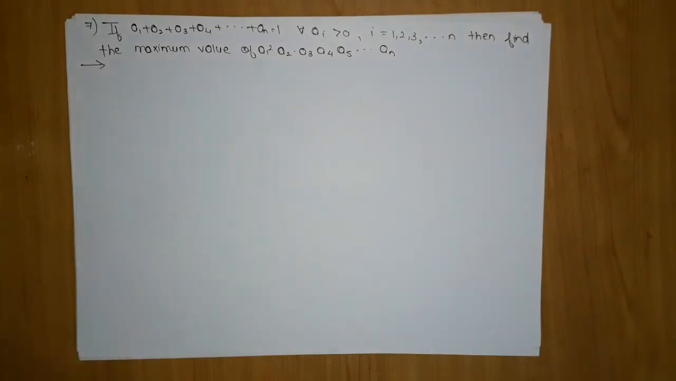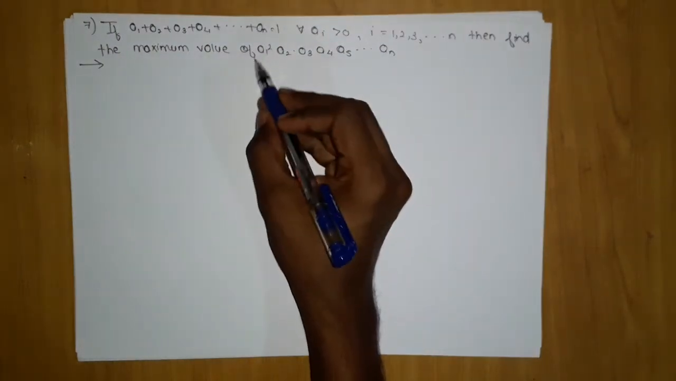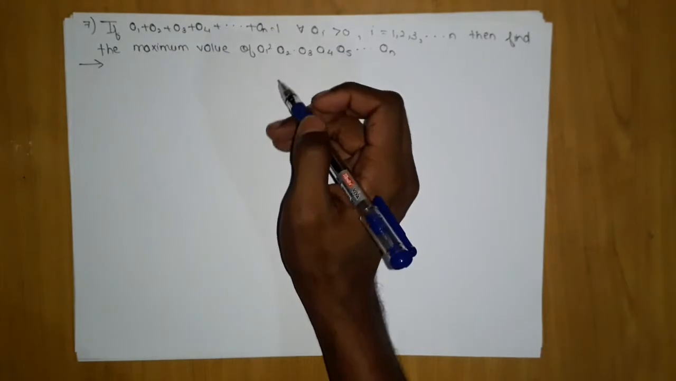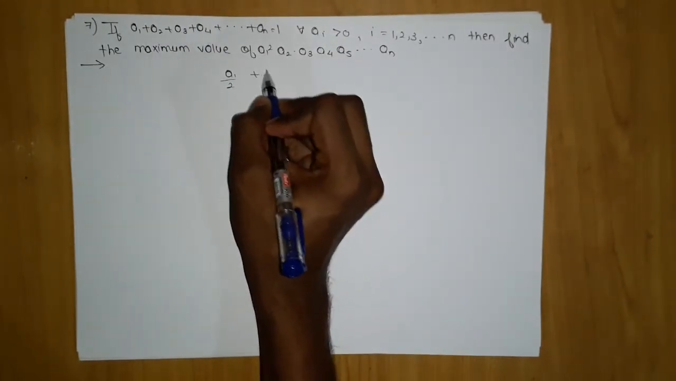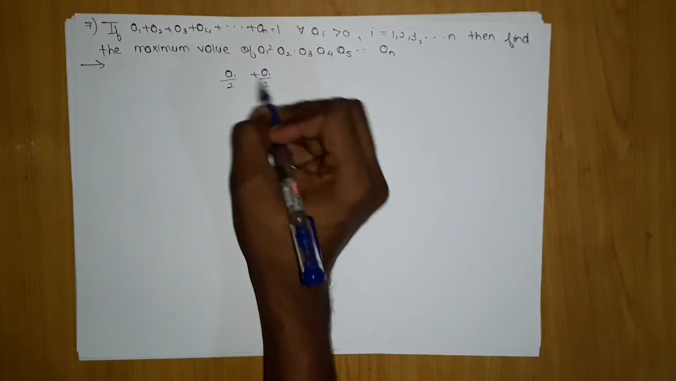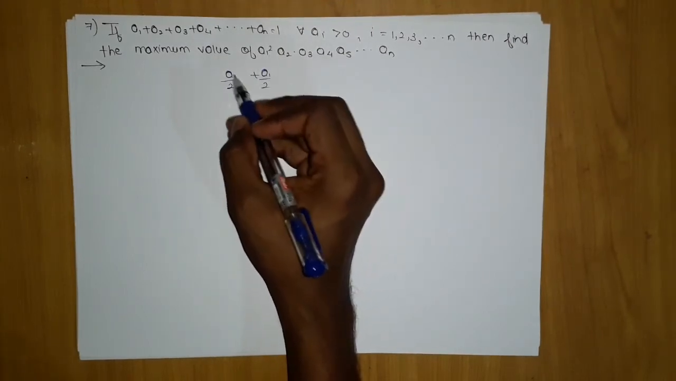Which says as follows: if a1 plus a2 plus a3 and a4, so on, plus an is equal to 1, for all ai greater than 0, i equals 1, 2, 3 till n, then find the maximum value of this. So they are asking the maximum value of the product, but always keep in mind, here a power has come, so the term which has a power, we have to break it. How do we break it? A upon the power, divided by that number, how many times?